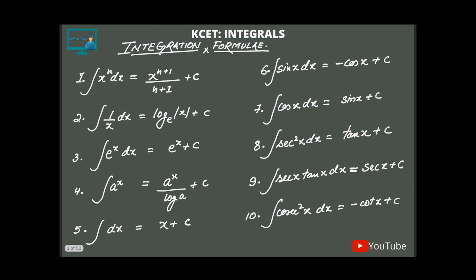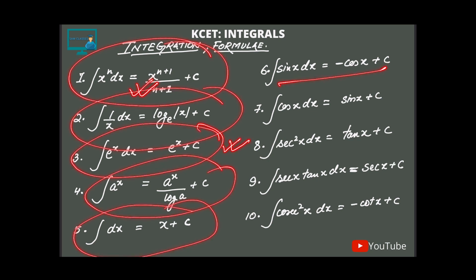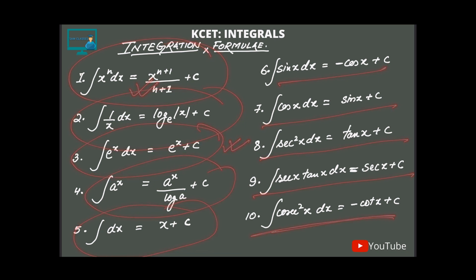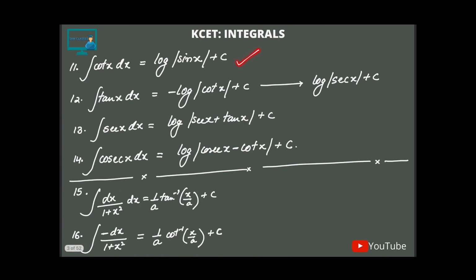Now we all know this formula, integration of x power n dx. Okay, we know integration of 1 by x, integration of e power x, very important. A power x, integration of just dx, sin x, cos x, secant square x, sec x tan x, cosecant square x. So these 10 formulas minimum everybody knows, correct? Along with that, we know cot x in terms of tan x, secant x, cosecant x. We know these 14 formulas, minimum.